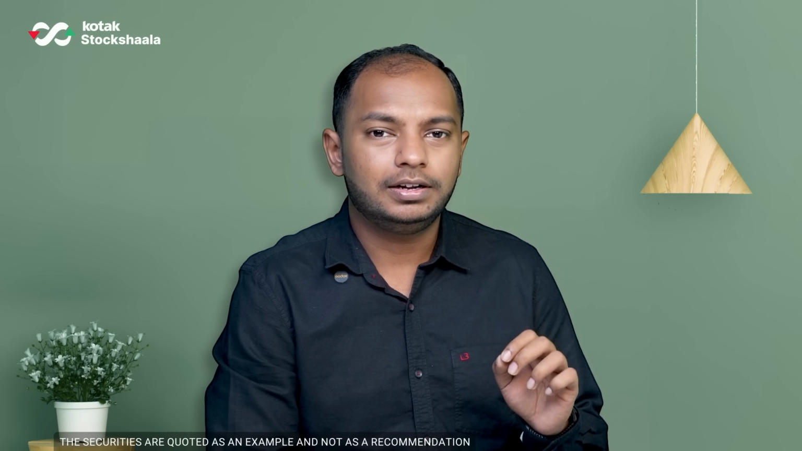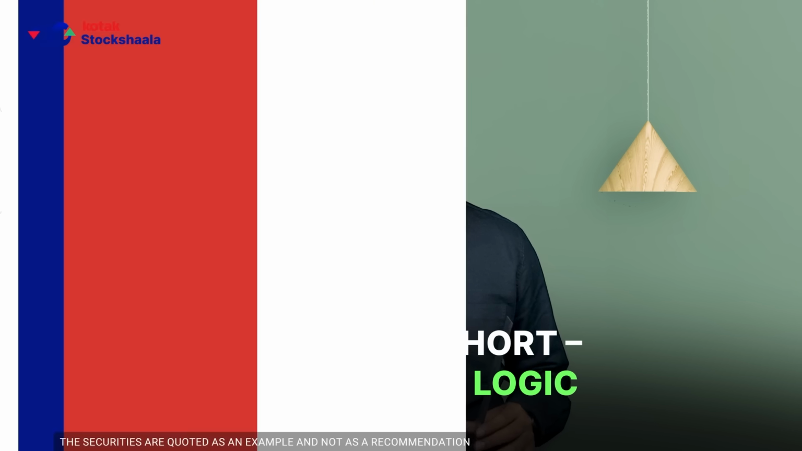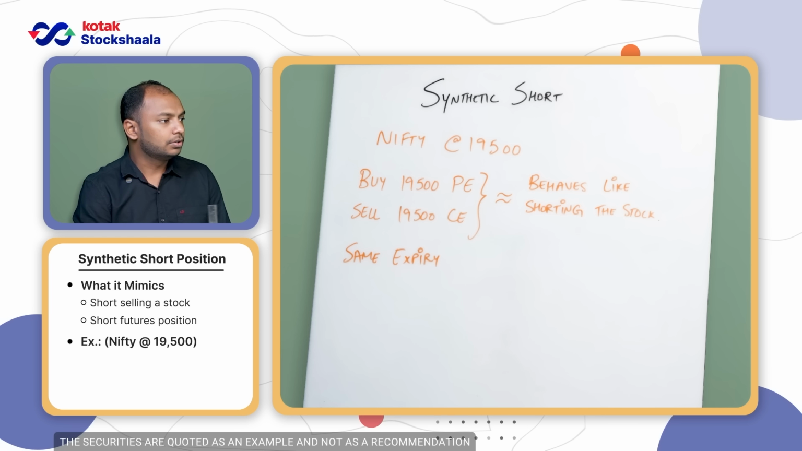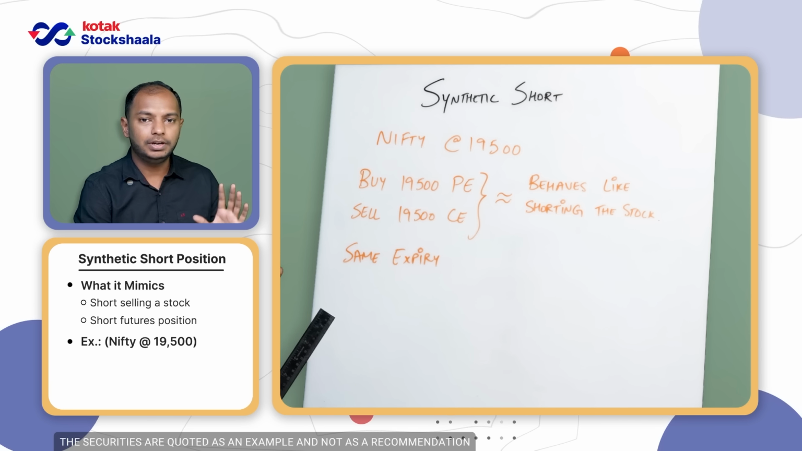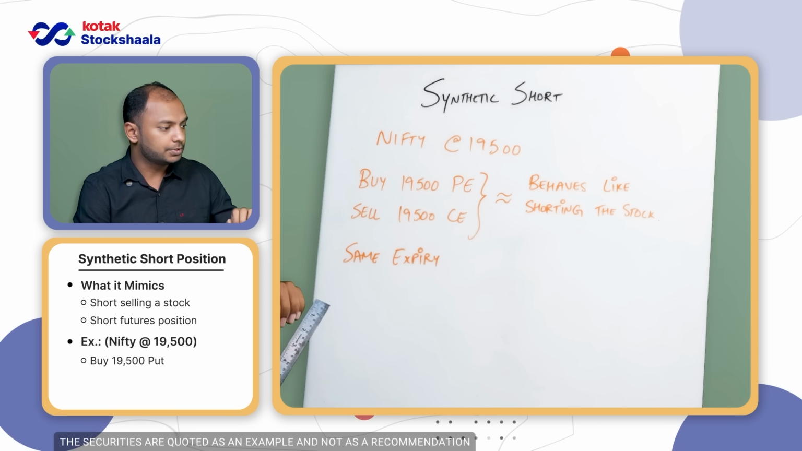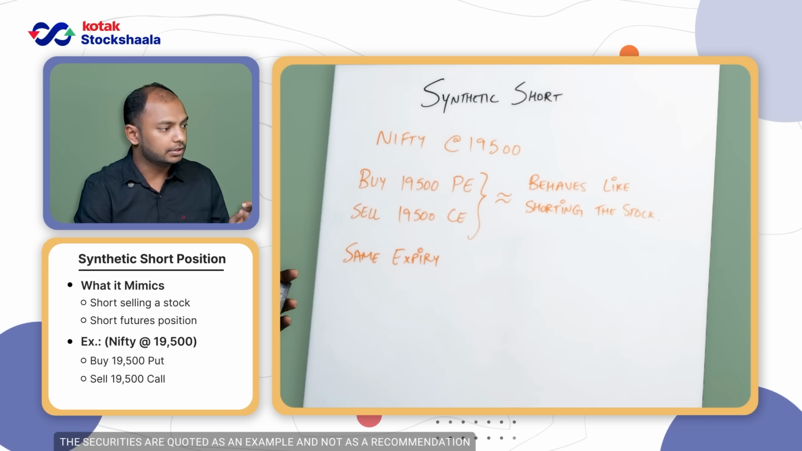Now that you know how we can build a synthetic long position using options, can you think of what you have to do for a synthetic short position? Let me know in the comments below. So as you might have guessed, a synthetic short position is an exact opposite of a synthetic long position. So how do we get into this position? Nifty is at 19,500. So what we have to do is make sure that the combination mimics shorting the stock. So we have to buy the 19,500 put option and simultaneously also sell the 19,500 call option. And this combination will behave like shorting the stock.